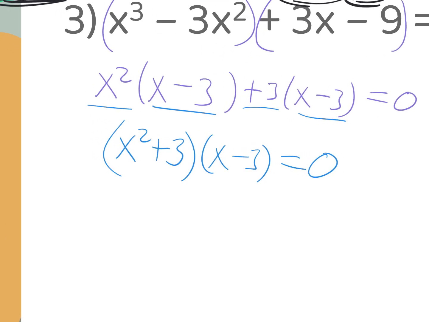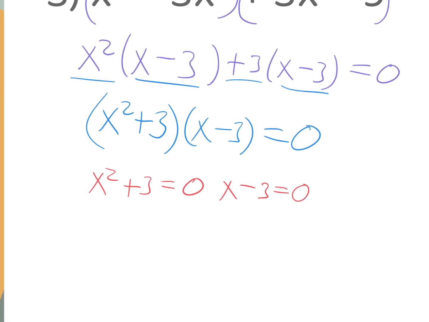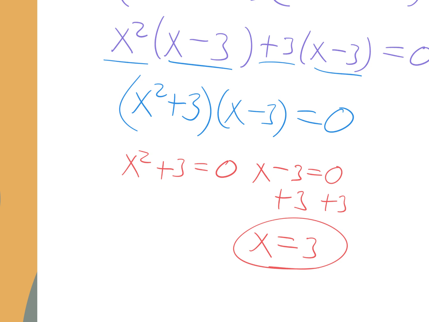All right, now that we factored it, we can set each factor equal to 0. So we get x squared plus 3 equals 0. And we get x minus 3 equals 0. Right, one of our answers is going to be 3, right? We can add 3 on both sides. And we get x equals 3, right? One of our answers. What's our other answer going to be? Square root of 3, that's it? All right, so we want to subtract 3, right, on both sides.